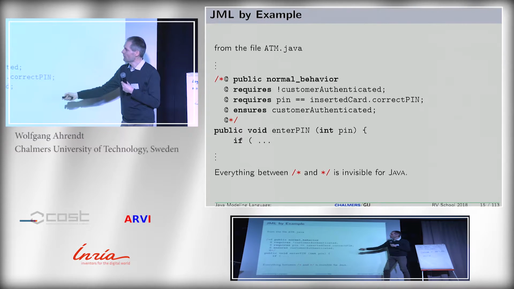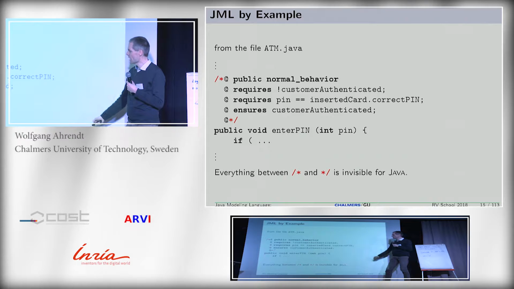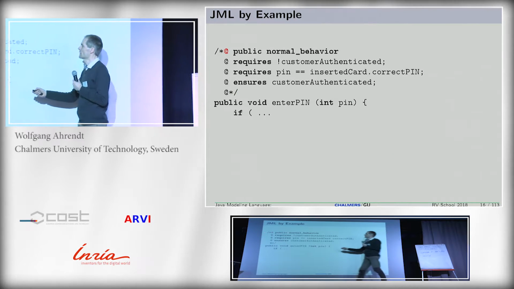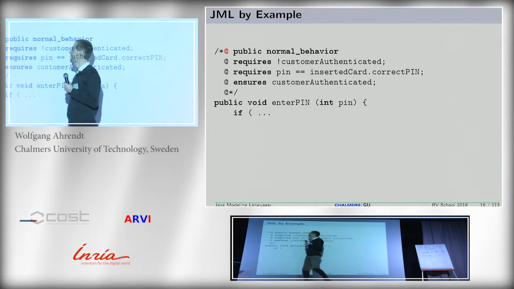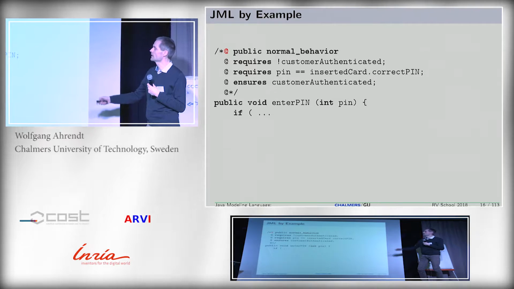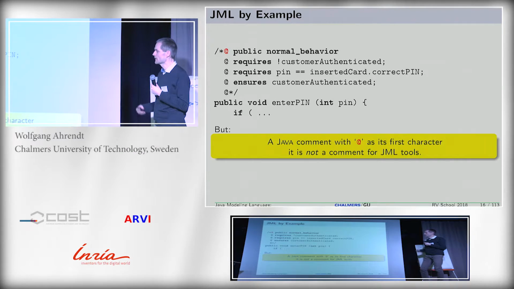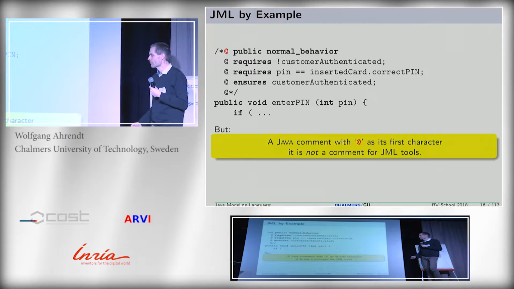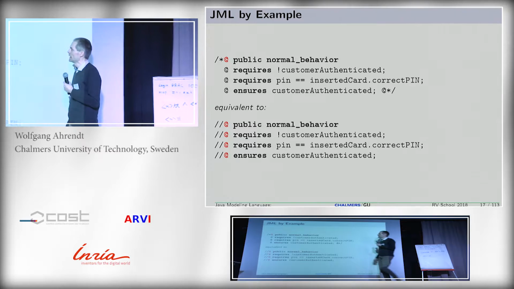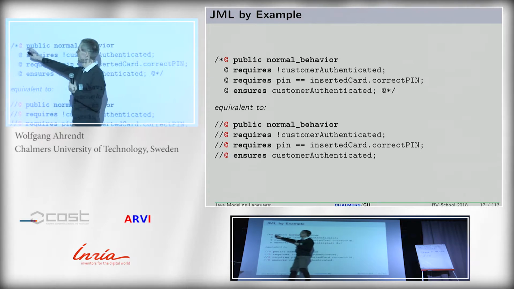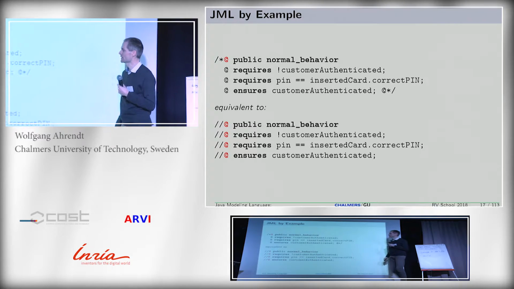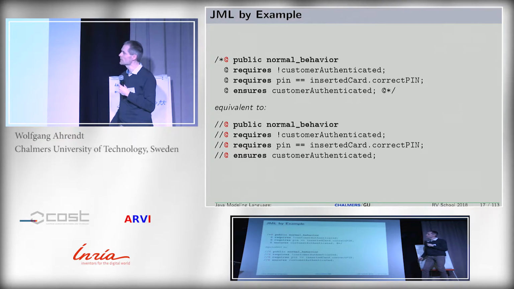Okay, so everything between this and that is obviously a Java comment, but in addition, if the Java comment is followed by this ampersand, then it is a JML comment for JML tools. So everything from here to here is part of the JML. And then it doesn't matter if you write it like this here or you write it like that here. In both cases, JML tools understand that this is JML.